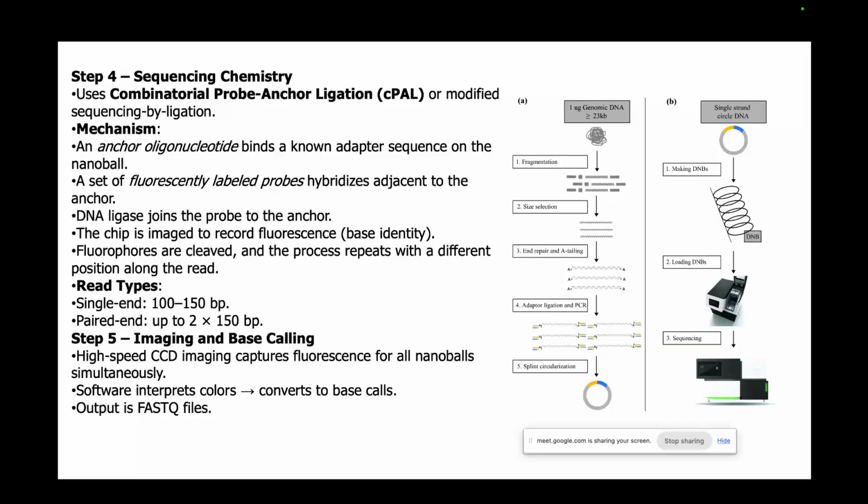And finally, you have these high-speed imaging, the CCD imaging modules, which capture the fluorescence for all the nanoballs simultaneously. Remember, you are having billions of these nanoballs. And then you have the base caller, which will interpret these colors and convert them into base calls. So this is basically an overview of how this technology works.